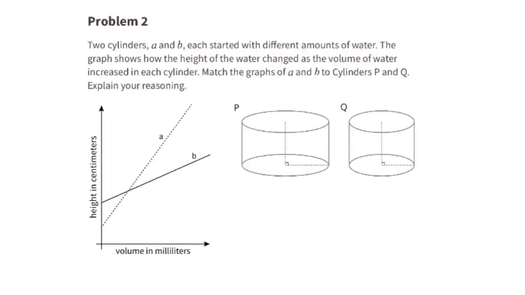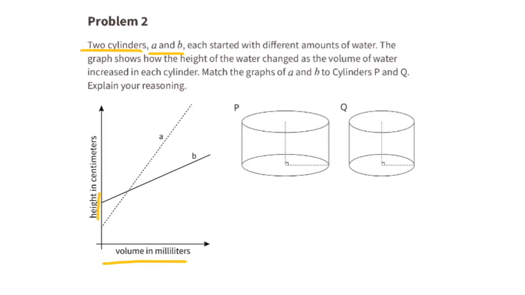Problem number 2. Two cylinders, A and B, each started with different amounts of water. The graph shows how the height of the water changed as the volume of water increased in each cylinder. Match the graphs of A and B to cylinders P and Q.